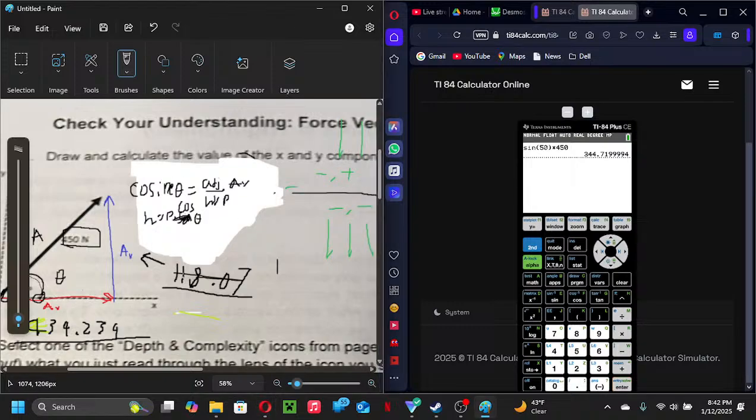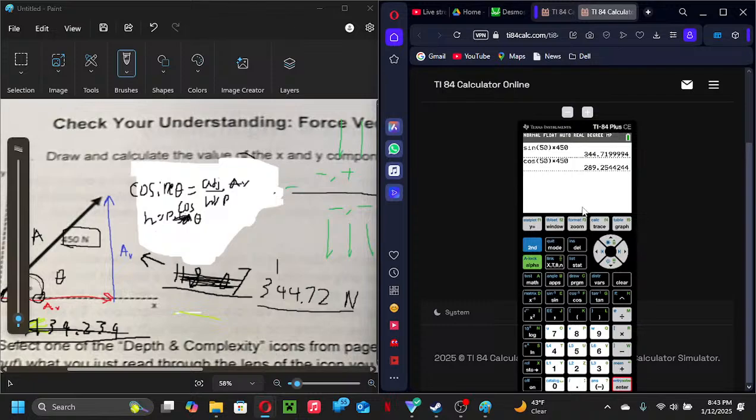So it's not 118. It's 344.72, and this is actually officially correct. A bunch of people say like why I was correct. Now I understand what I did wrong. So this one times 450. This is the actual one that's correct too: 289.25 newtons. This is for A of X and A of Y, okay? So this is the actual correct one, like for real.